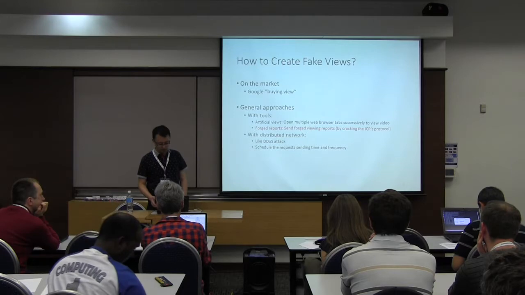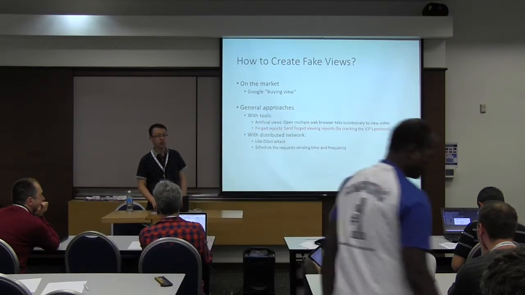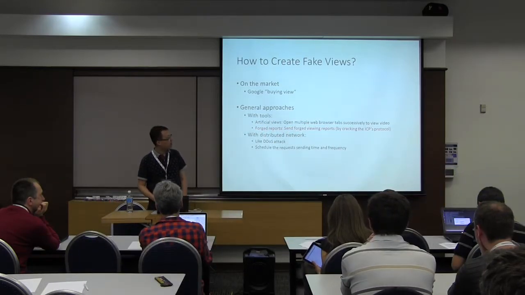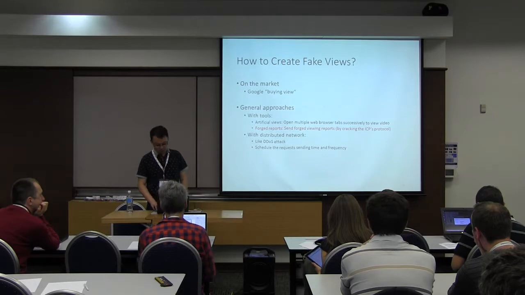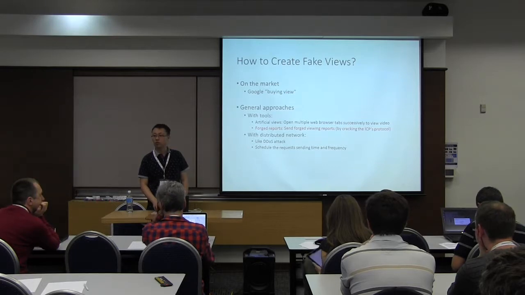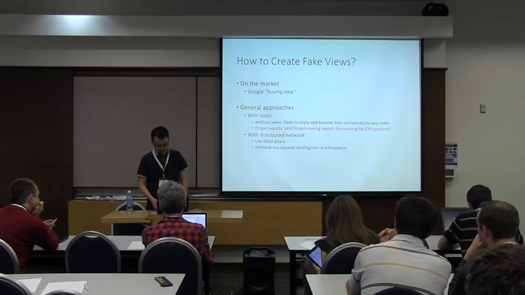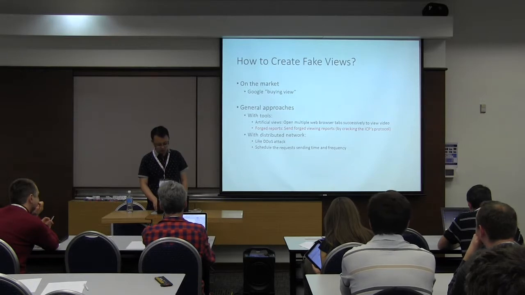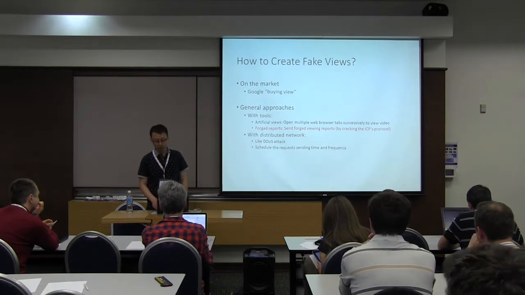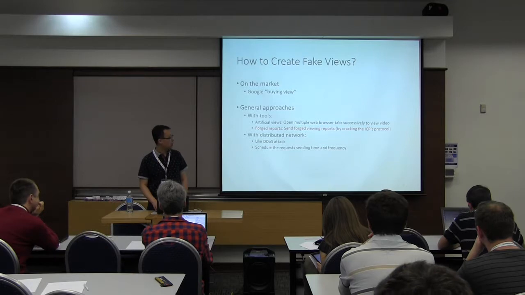In such a complicated system, how do people create fake views? Everyone can find such tools by Googling "buying views". Generally speaking, there are two types of approach. The first approach uses tools to create artificial views with forged reports. The second approach uses a distributed network, scheduling tens of thousands of machines deployed in different locations to send requests for a particular video. It's like a DDoS attack.